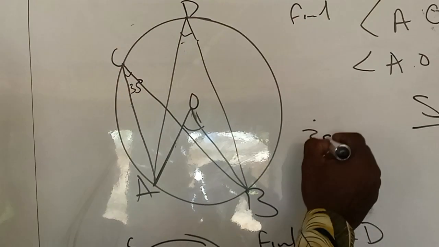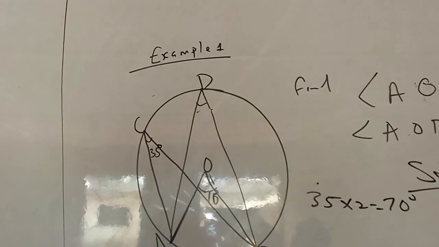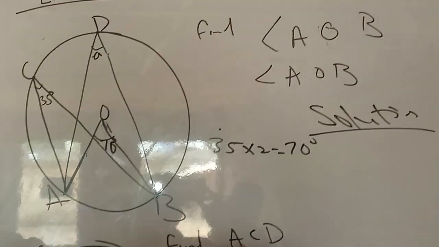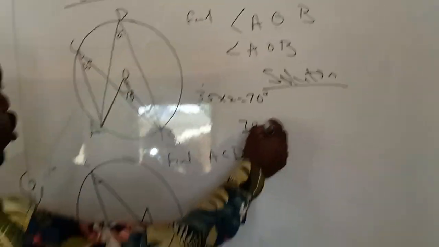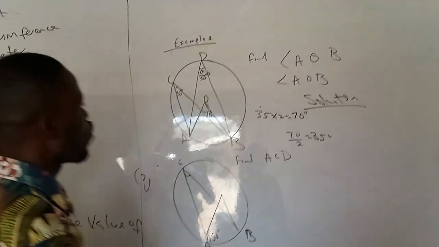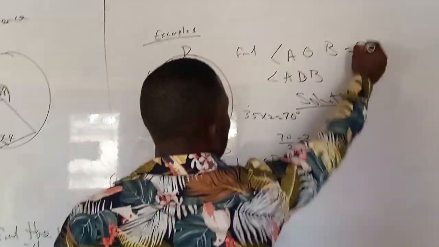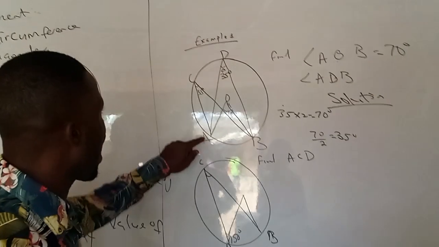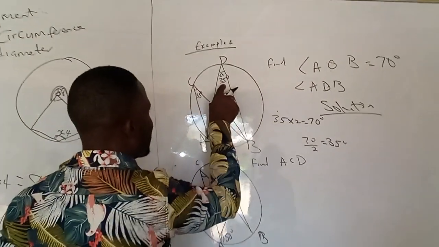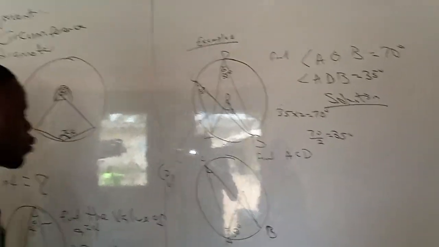So that is 35 multiplied by 2, which is what? 70 degrees. So here will be 70 degrees. If you are to find the missing angle of this, then this will be 70 divided by 2, which will give you 35 degrees. So we have to find angle AOB. Angle AOB is 70 degrees. Then angle ADB, you can see that is 35 degrees. Let's go to example 2.